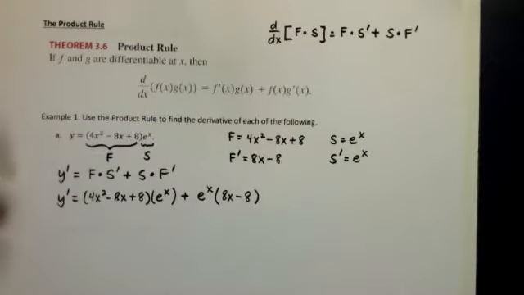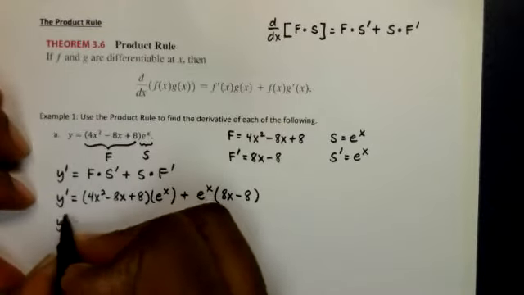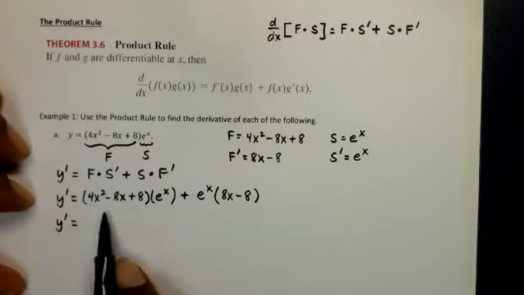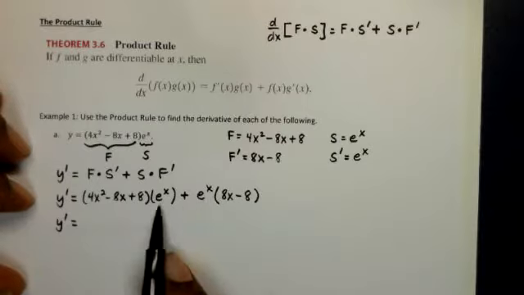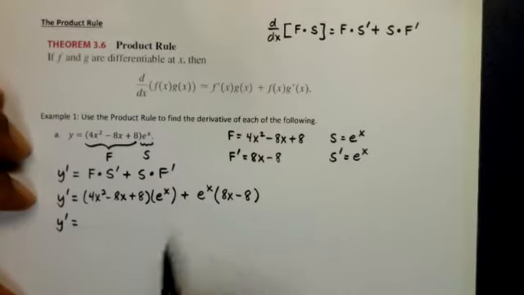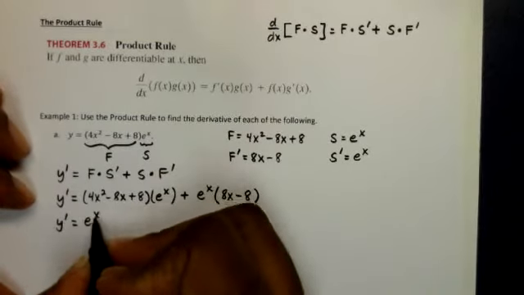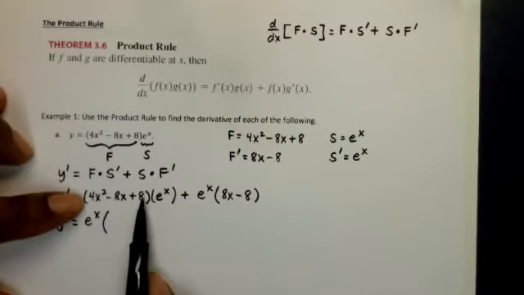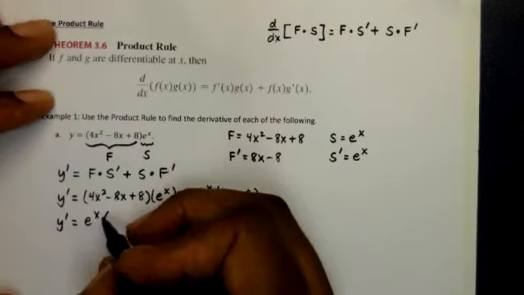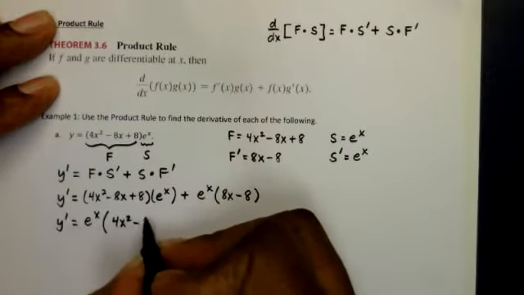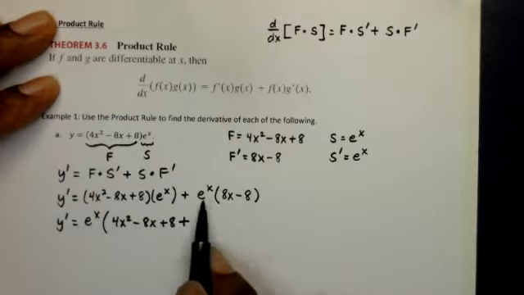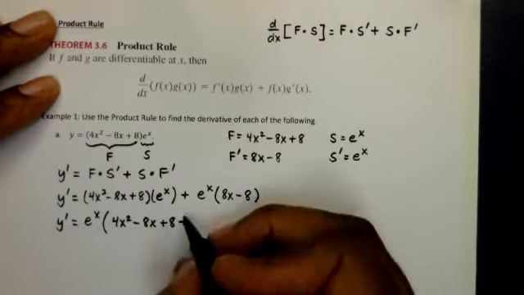All right, so now we need to simplify all of this here. First of all, what I would do here is factor out a common factor that's in both of these terms. In this case, you can see that e to the x is the common factor. So I'll factor out e to the x. When I factor out e to the x in this term, I'll be left with the 4x squared minus 8x plus 8. And then plus, factoring out this e to the x, I'll be left with 8x minus 8.